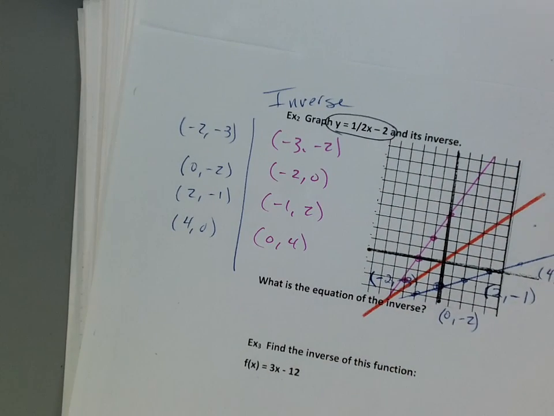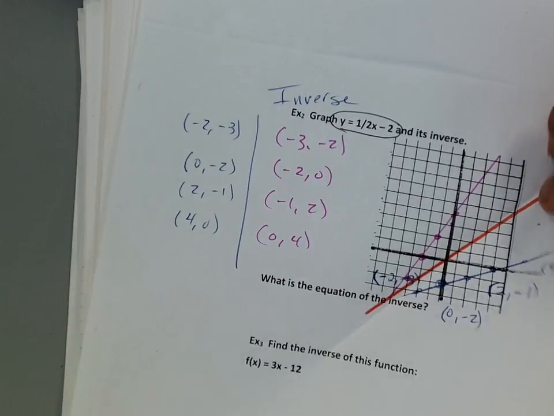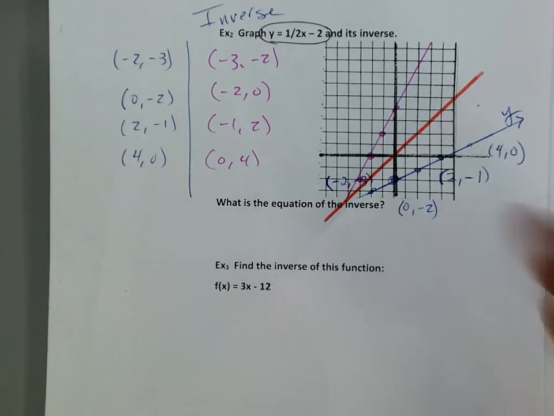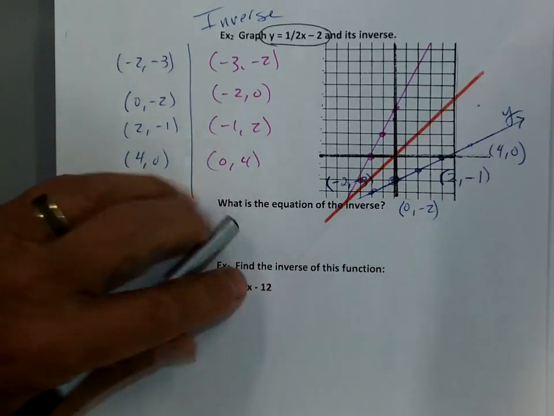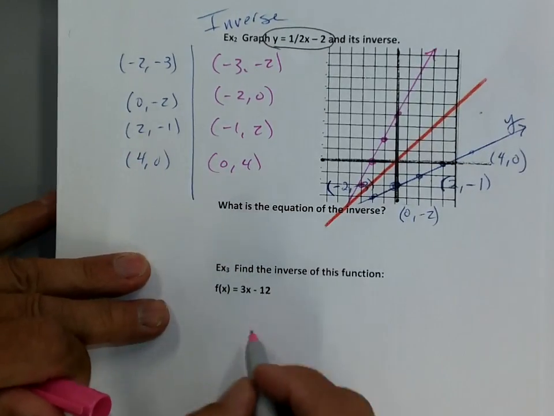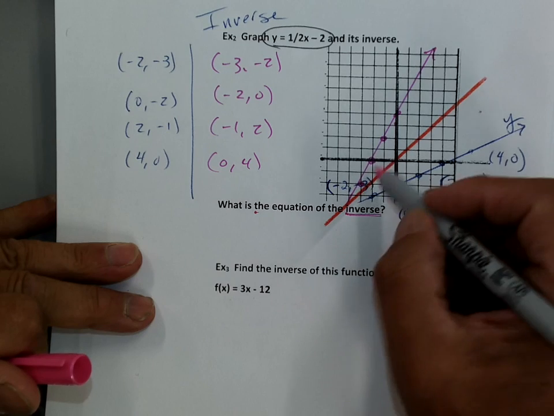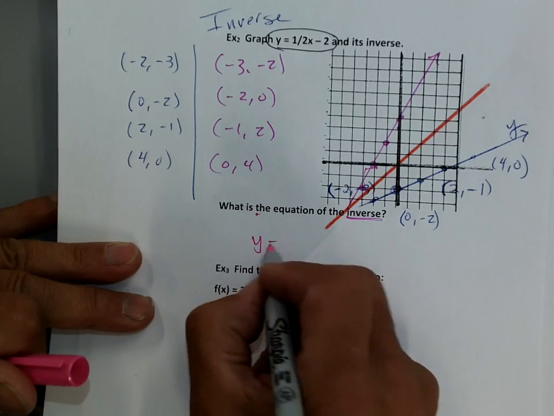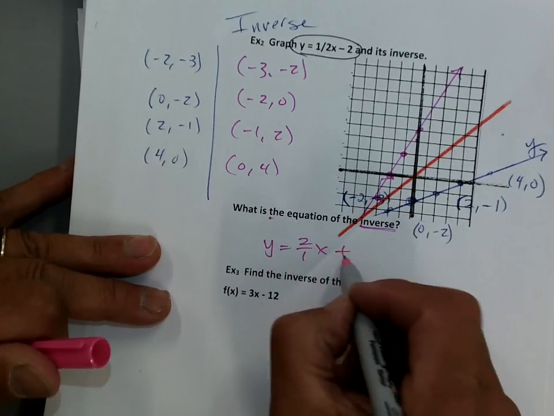Sure enough, if I were to fold over this line right here, they just fold right onto each other, which they should, okay? Now, that's kind of a pain. There's a fast way to do it, which I'm going to show you here in a minute. So what's the equation of this line? Well, the equation of my inverse line, we know it's up 2 over 1, up 2 over 1, up 2 over 1. So it's going to have to be y equals 2 over 1 x. And it looks like it has a y-intercept of +4.